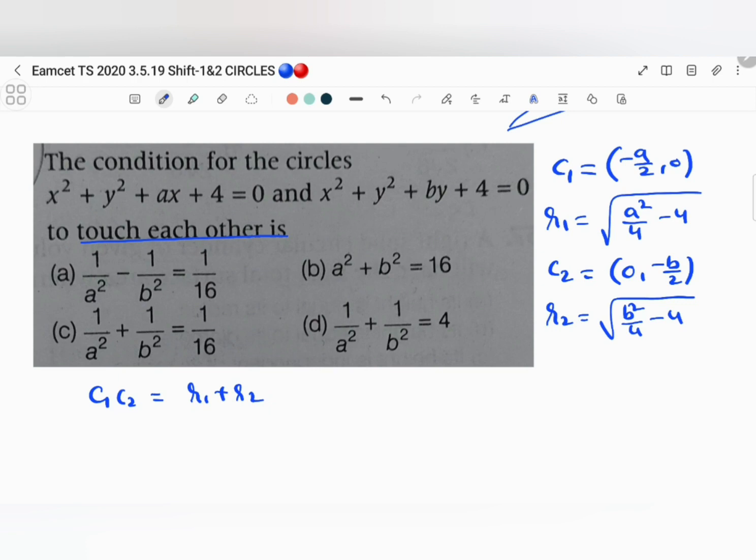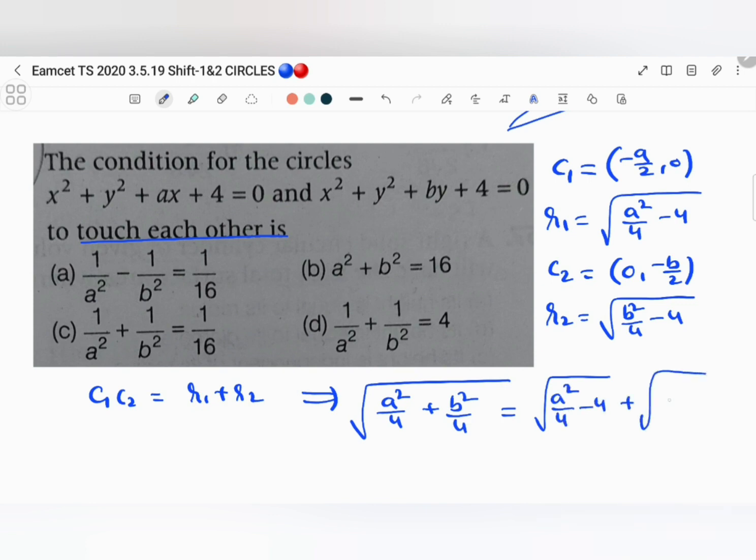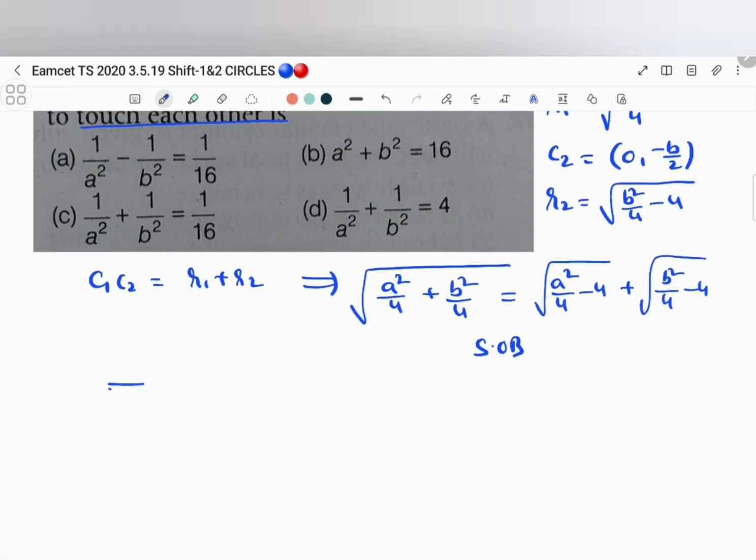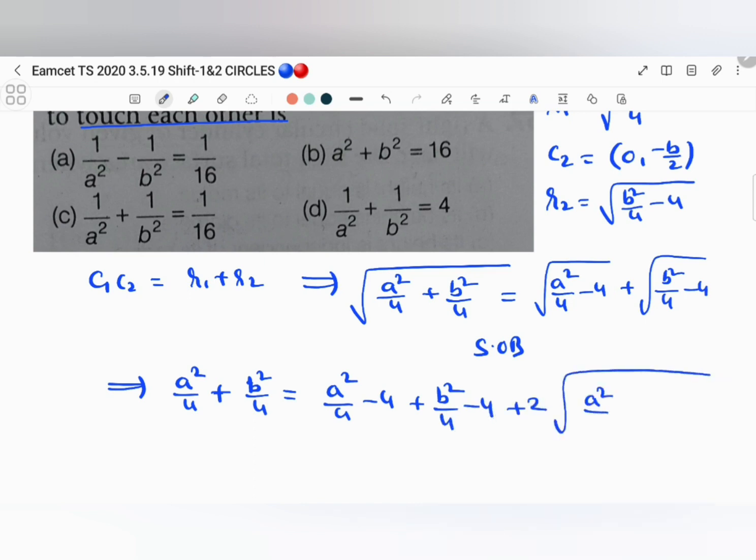Generally R1 plus R2, R1 minus R2, after squaring on both sides, nothing will happen. Same approach will come. C1C2, distance between their centers. So 0 minus a by 2 square, a square by 4 plus b square by 4 is equal to R1 plus R2, root of a square by 4 minus 4 plus root of b square by 4 minus 4. Squaring on both sides. So this side is going to eliminate a square by 4 plus b square by 4. Here a plus b whole square formula: a square by 4 minus 4 plus b square by 4 minus 4 plus 2ab, 2 into root of a square by 4 minus 4 into b square by 4 minus 4.